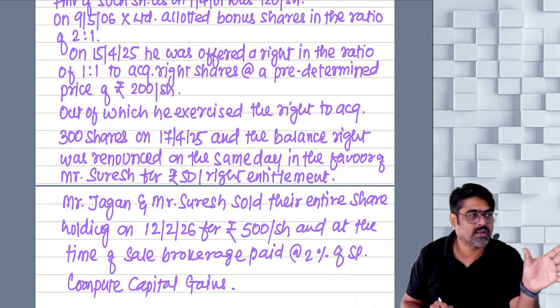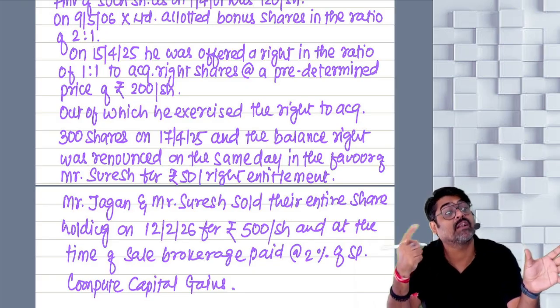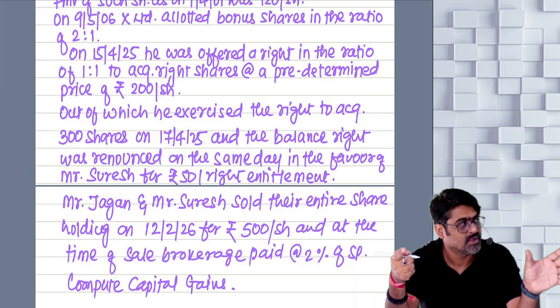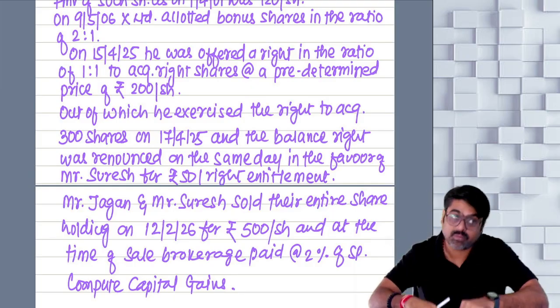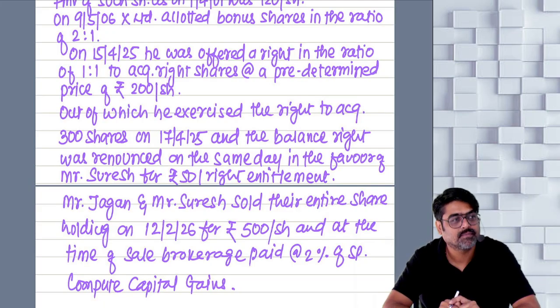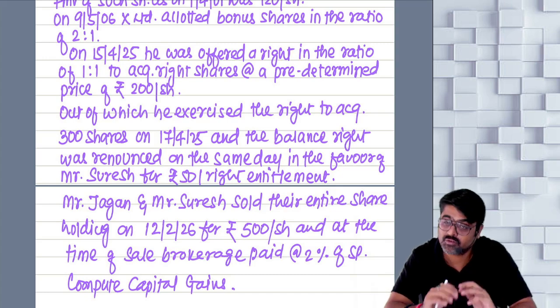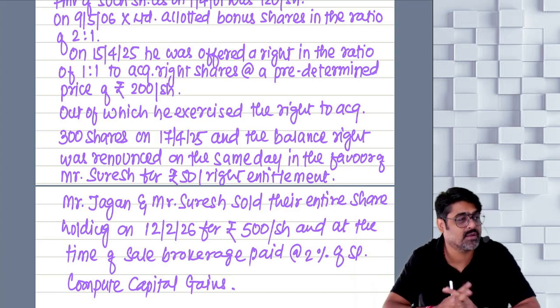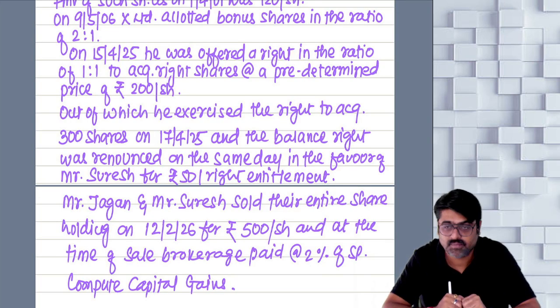So is a right a capital asset? Yes. Is it renounced? Yes. Renounced means transferred; relinquishment is taking place. So a capital asset is transferred. Capital gain for renouncement of right will also be calculated this year, because you are renouncing the right, meaning a capital asset is transferred.